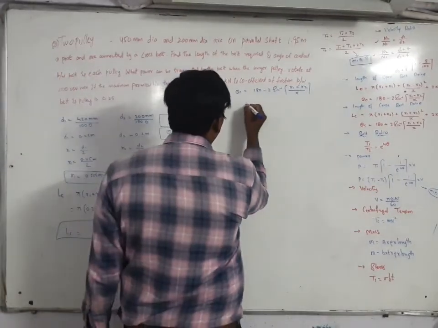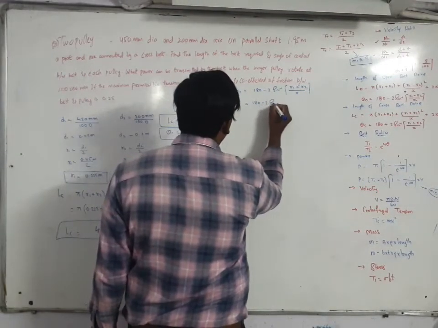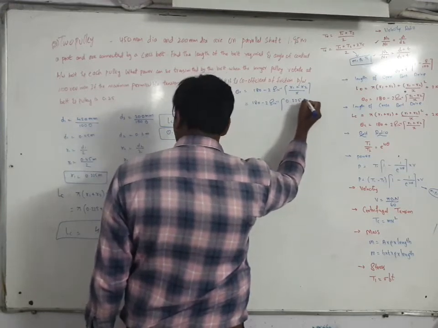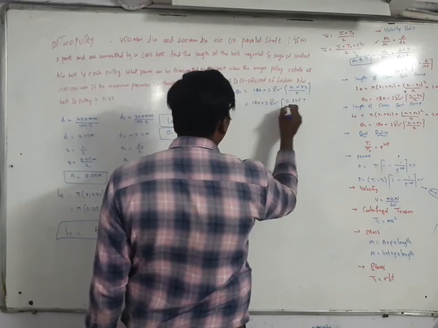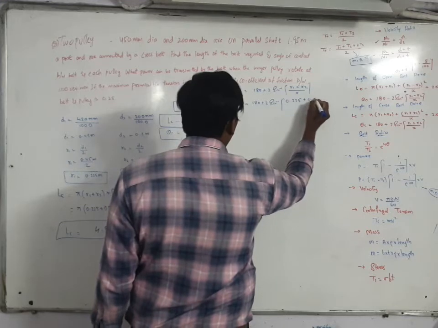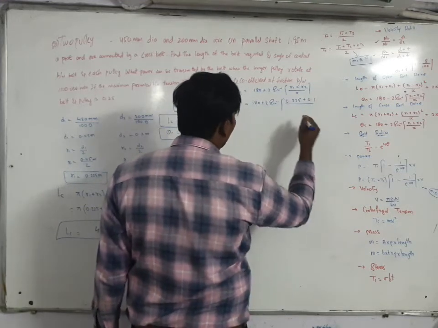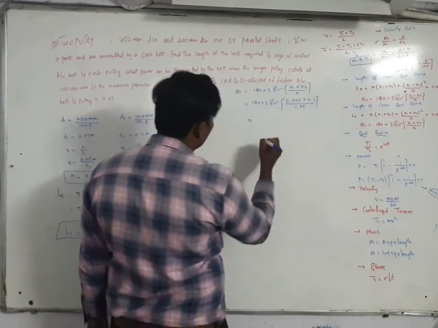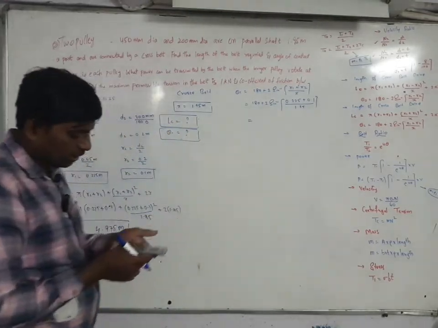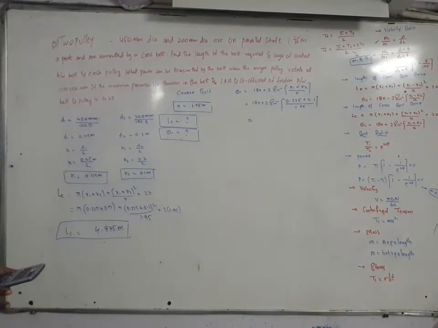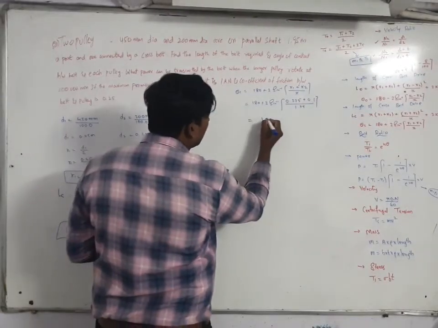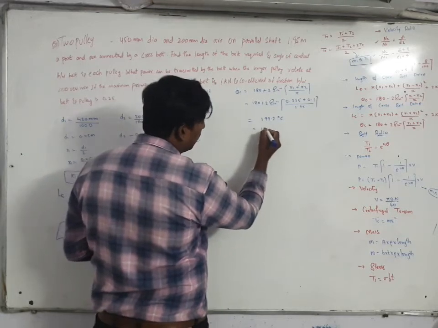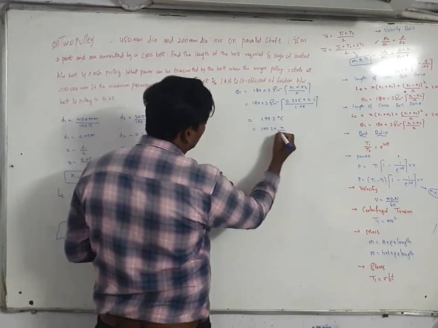So what you have to do here is just substitute the values: 180 minus 2 sine inverse of (r1 value is 0.225 plus r2 value is 0.1) by x, where x value is 1.95. If you substitute here, you will get the answer 199.2. This answer you will get in degrees. So what you have to do, 199.2 into pi by 180.